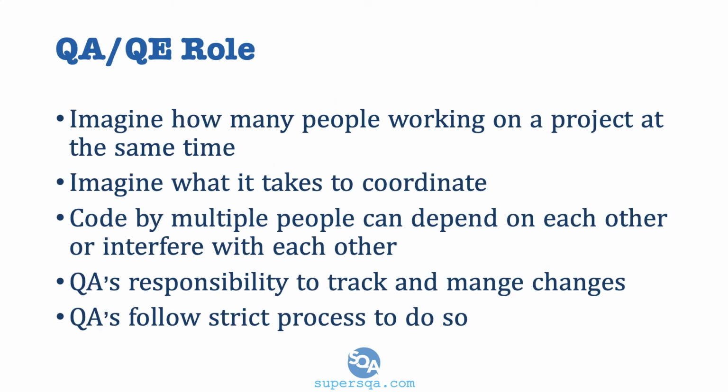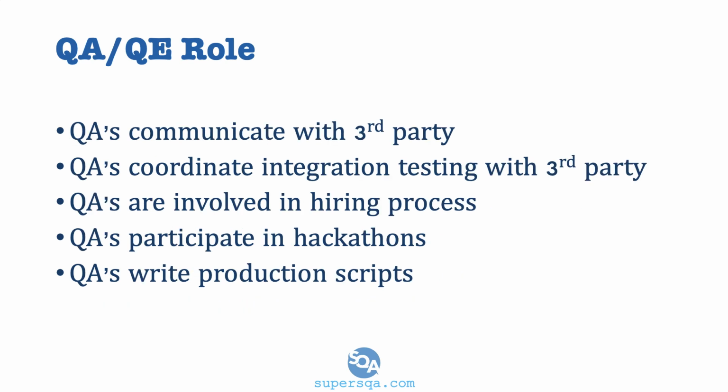Imagine how many people are working on a project at the same time. There needs to be a lot of coordination, because code engineer A worked on can affect the code engineer B worked on, or they can depend on each other. A lot of times the QA person or the testing team is responsible for that coordination. So I think you can see how important a role the QA actually plays.